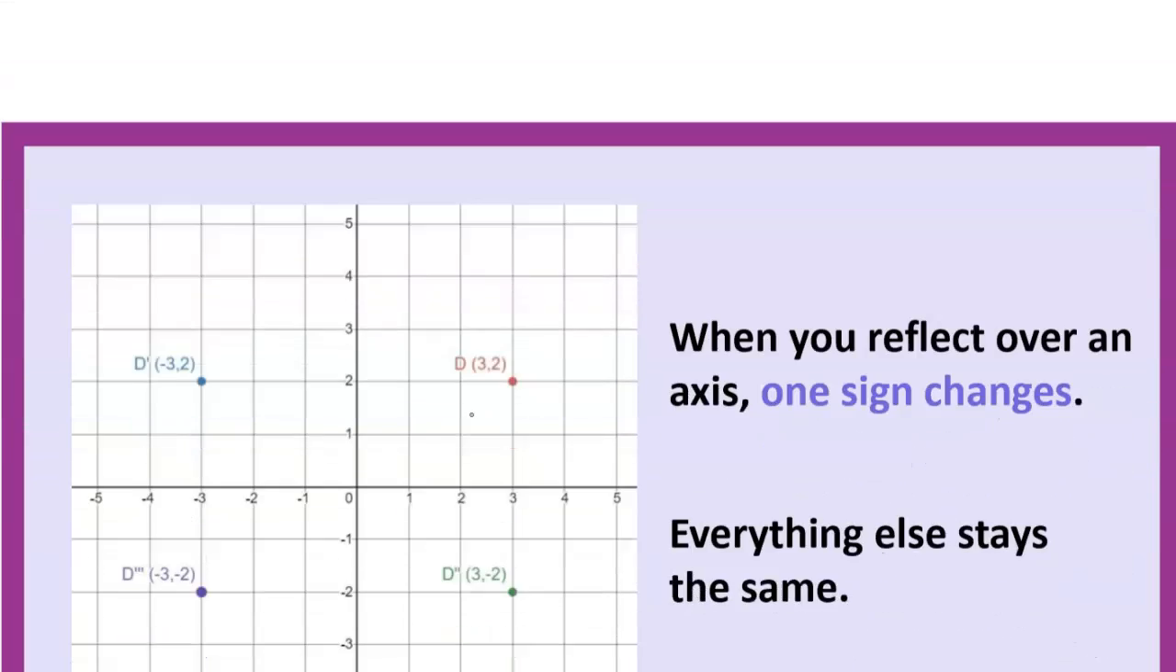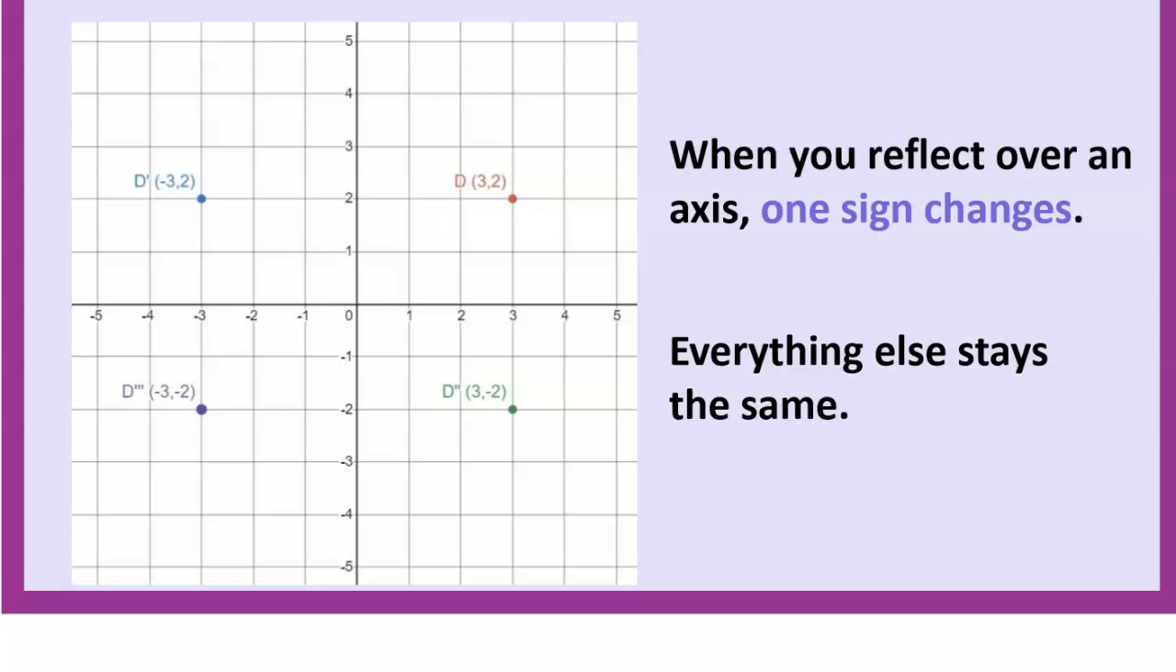So in general, when you reflect a point over an axis, all these numbers stay the same. The x number stays the same, the y number stays the same. The only thing that changes with each reflection is one of the signs. You can see this 3 became a negative 3, this 2 became a negative 2, and then this 3 becomes a negative 3 over here. So the numbers stay the same, but one sign changes.